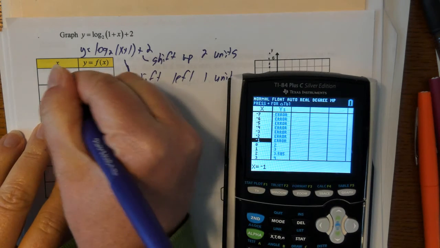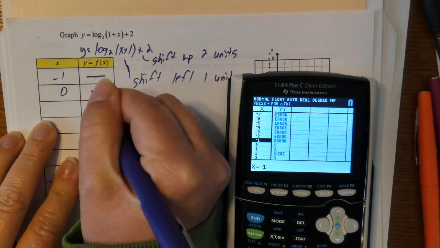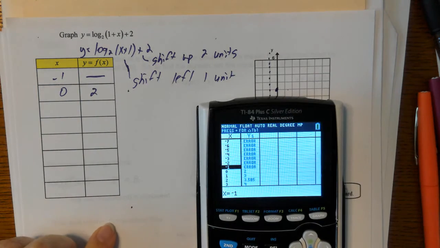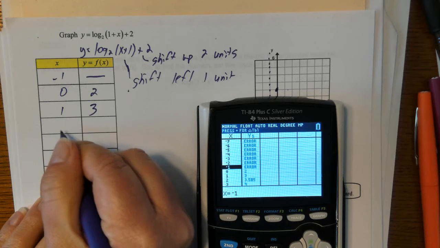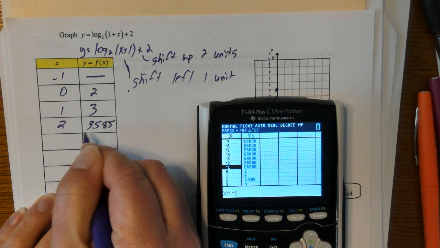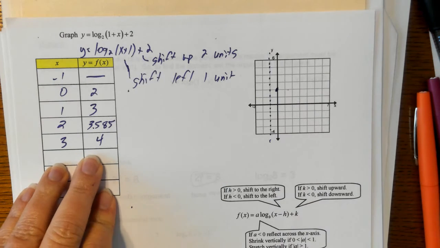So I'm going to write -1, error. That means nothing's there. 0, 2 is a point. That's the one that we predicted, right, was 0, 2. 1, 3 is a point. 2, 3.585 is a point. 3, 4 is a point. And we could put some more, but I think that's enough to kind of get us going.